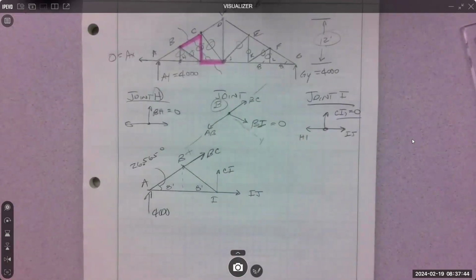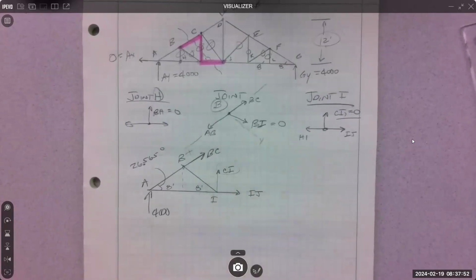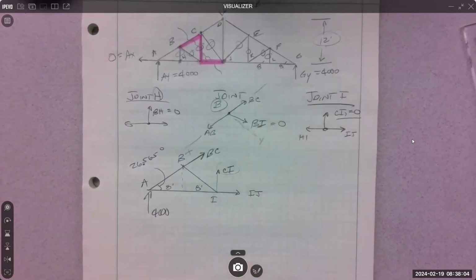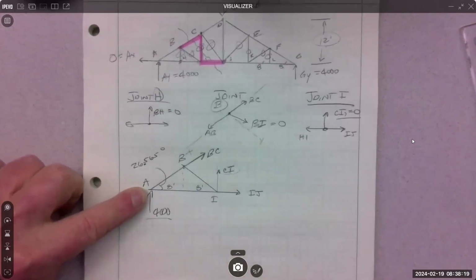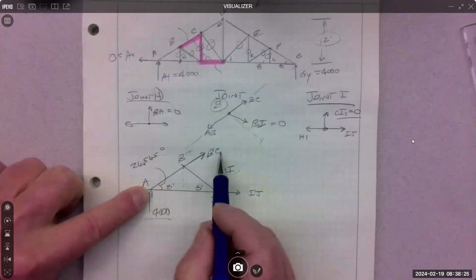Okay, now what? What's a strategy? What we want to know is all 3 of these, assuming that we didn't understand that that was equal to 0. Right? If we didn't see that, then we think this is loaded, the CI. What if we did a moment at A? What drops out? BC drops out, 4,000 drops out, what else? IJ drops out. They all go through that point.